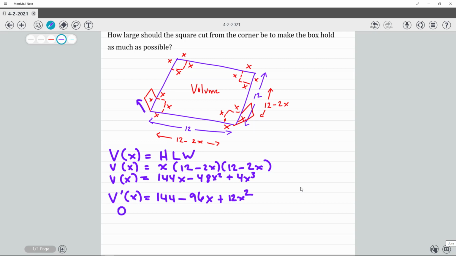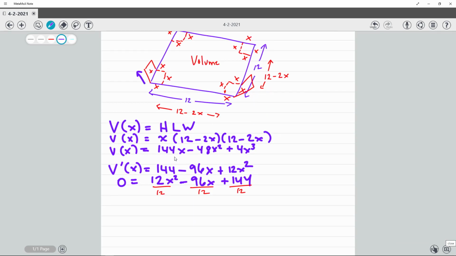To find the critical point, we set this equal to 0, and I'm going to rewrite this in order of the highest exponents, plus 144. I remember that each one of these I could divide out by 12, which might make it a little easier when I have to actually factor. So I have 0 equals, bringing the 12 out front, x squared minus 8x plus 12. And this is the piece I'm going to factor.